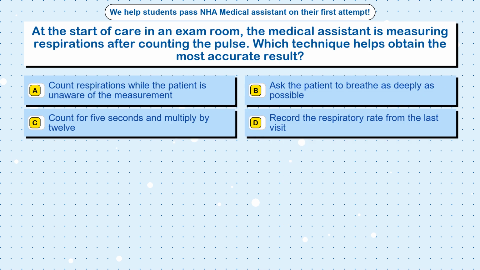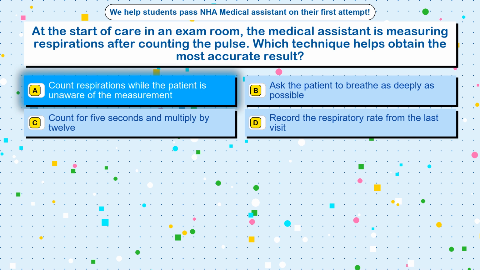Question 44. At the start of care in an exam room, the medical assistant is measuring respirations after counting the pulse. Which technique helps obtain the most accurate result? Option A, count respirations while the patient is unaware of the measurement. Option B, ask the patient to breathe as deeply as possible. Option C, count for 5 seconds and multiply by 12. Option D, record the respiratory rate from the last visit. The correct answer is option A, count respirations while the patient is unaware of the measurement.